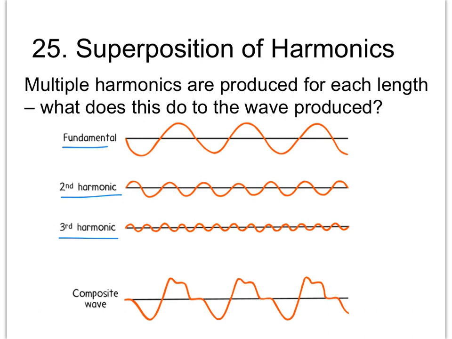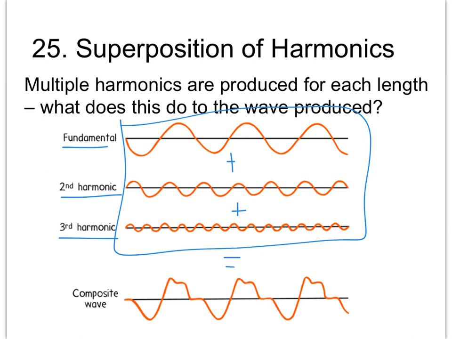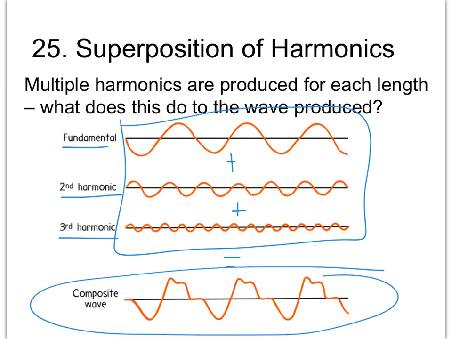When you pluck that guitar string, the sound that is produced is the fundamental, but on top of that, you also produce the second harmonic, third harmonic, and probably to some extent the fourth, fifth, and so on. And so what ultimately ends up happening is these harmonics all come together. They superimpose, they all combine to create this composite wave down here.